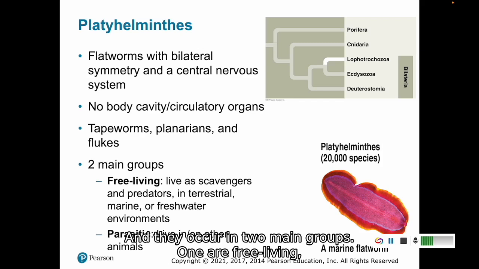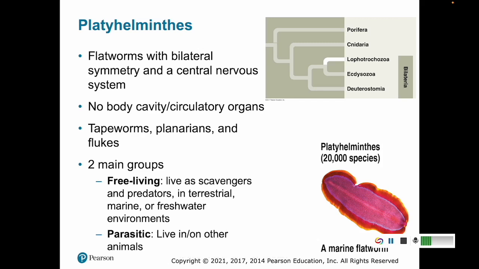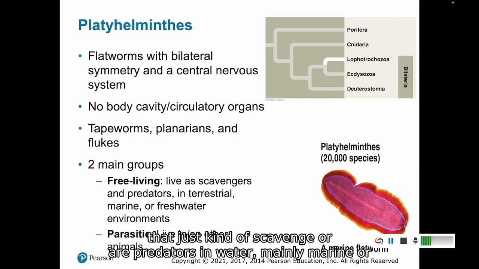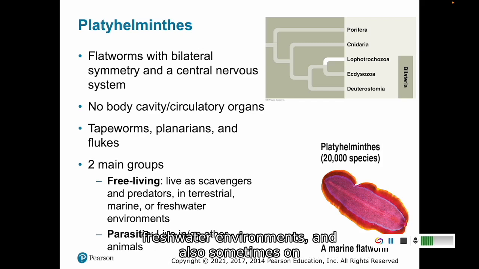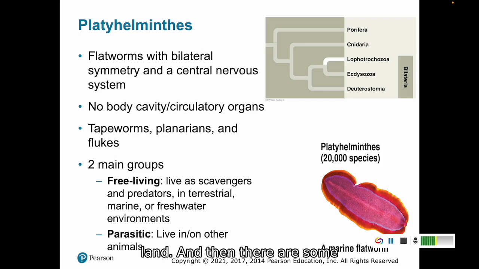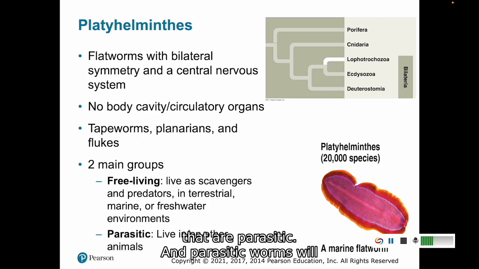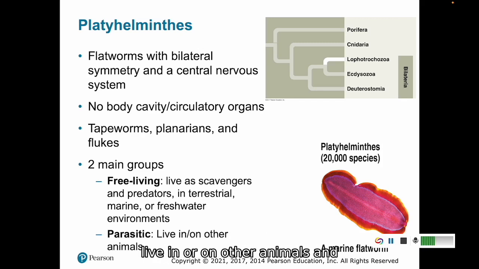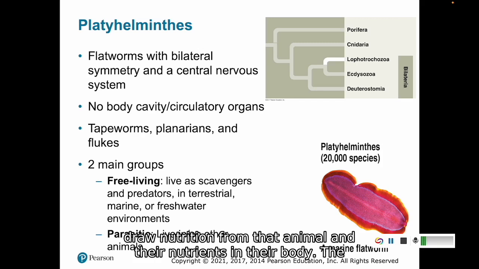And they occur in two main groups. One are free living. So these are organisms that just kind of scavenge or are predators in water, mainly marine or freshwater environments, and also sometimes on land. And then there are some that are parasitic. And parasitic worms will live in or on other animals and draw nutrition from that animal and their nutrients in their body.